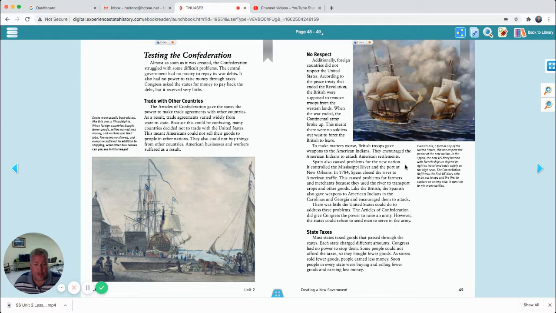Like the British, the Spanish also gave weapons to American Indians in the Carolinas and Georgia and encouraged them to attack. There was little the United States could do to address these problems because the Articles of Confederation did not give Congress the power to raise an army. However, the states could refuse to send men to serve in the army.